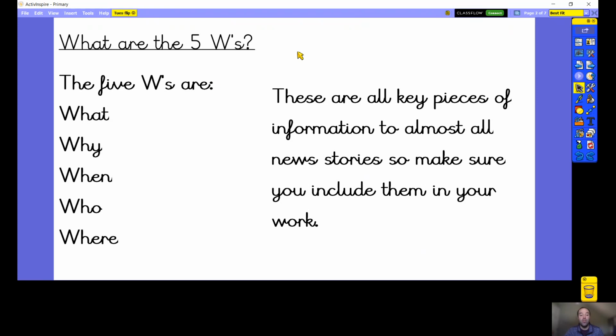So what are the 5 W's? So the 5 W's are what, why, when, who, and where. Obviously, you can say them in whatever order you like. So these are the things we're looking to use in our newspaper reports.